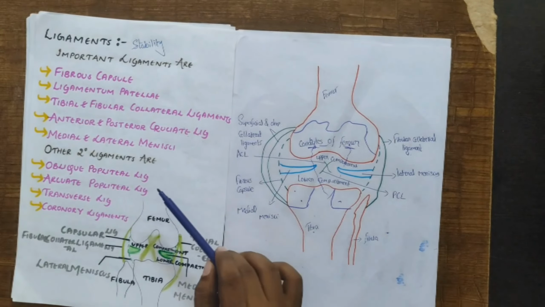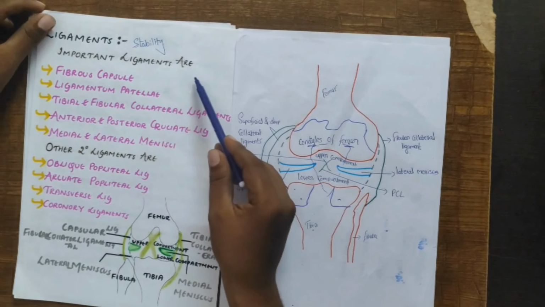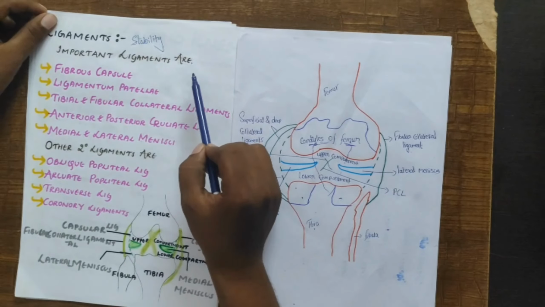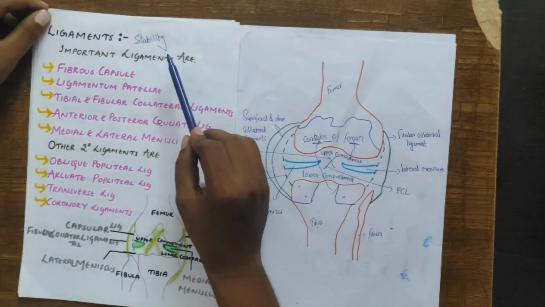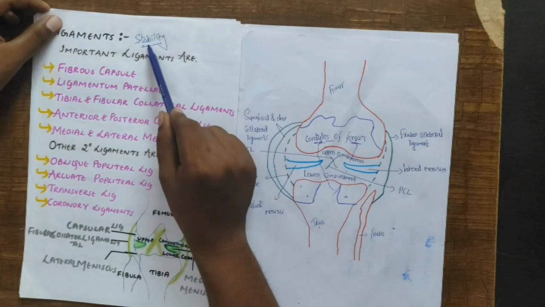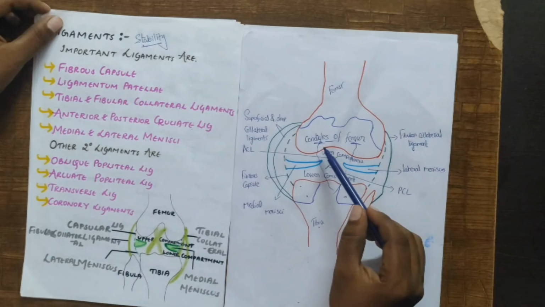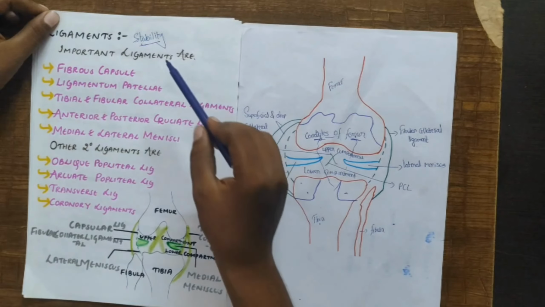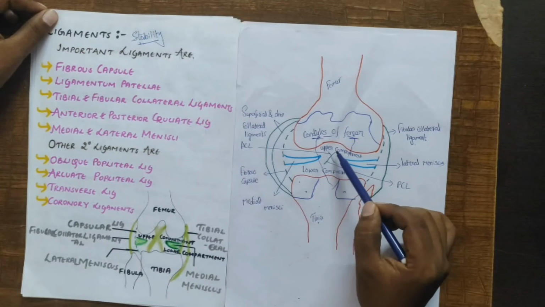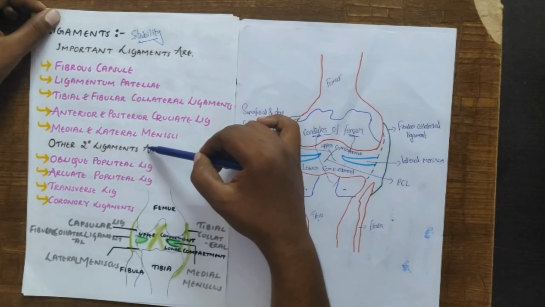Going to ligaments, there are primary and secondary ligaments in knee joint. The main function of ligaments is that they provide stability. Ligaments hold two ends of bones together and provide stability. There are primary ligaments and secondary ligaments.